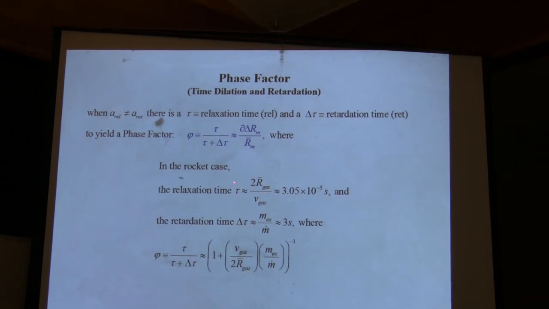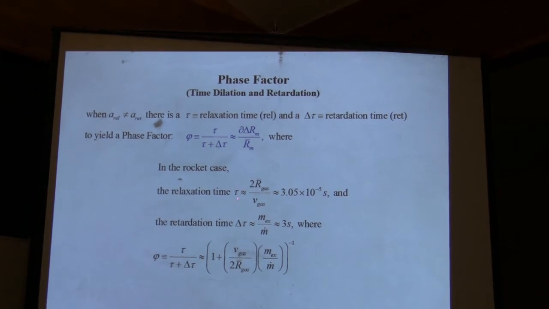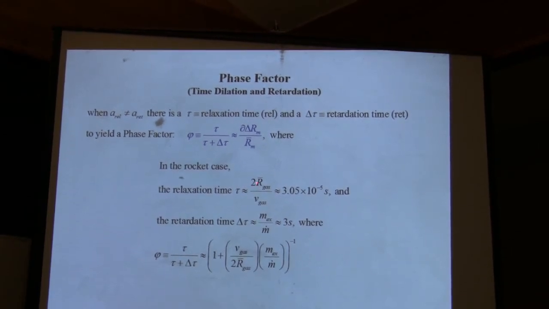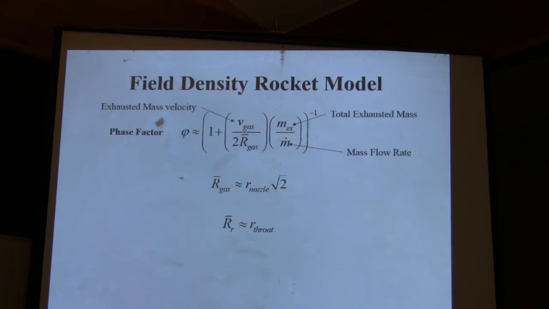But then from the rocket standpoint, I found out, and again, this was some trial and error, that the relaxation time is really the radial factor of the gas times 2 over the velocity of the gas. And the retardation time is the exhausted mass over the mass rate that you're going out. And you can put these back into the equation. You find out that this phase factor value takes this form for a solid rocket motor. And so I explained it a little bit more here.